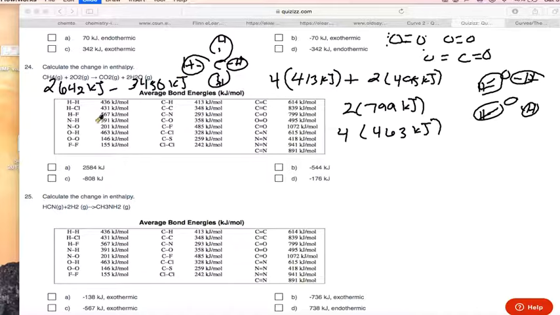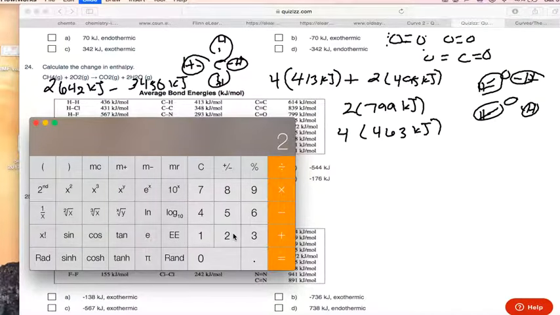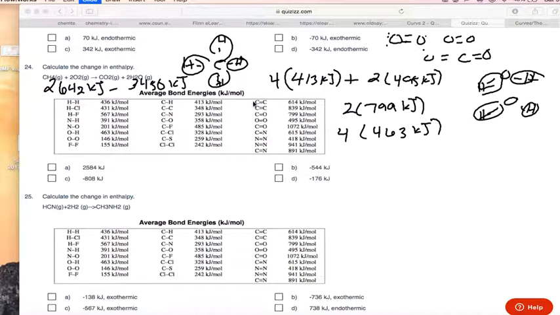So I'm going to subtract the 2, and so I get 2642 minus 3450. And I get negative 808. So a couple things. This is my change in H, my change in enthalpy, and also it's exothermic because your change in H is negative.